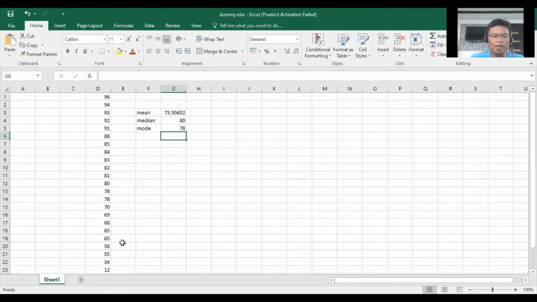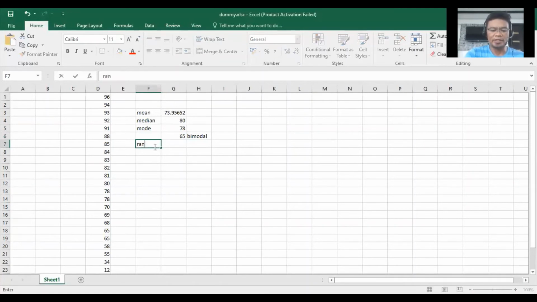Let us see. Do we only have one mode here? 78. There are two. 65. We have also another mode which is 65, having the same frequency as 78. So we call this bimodal.